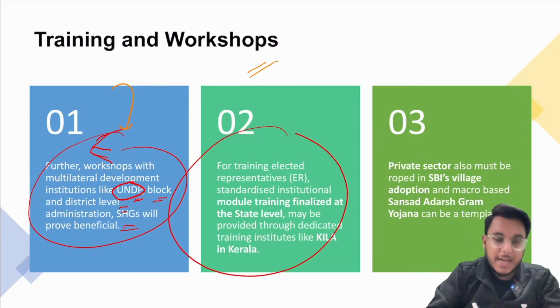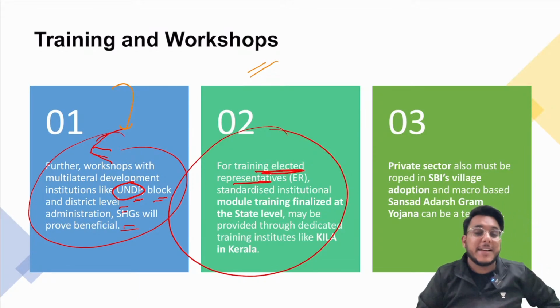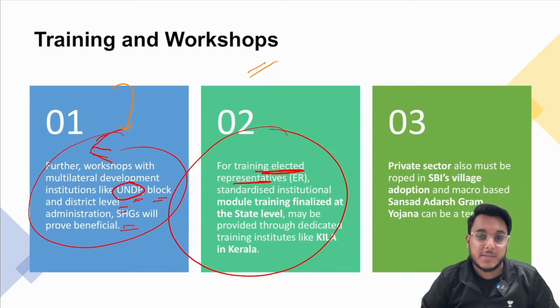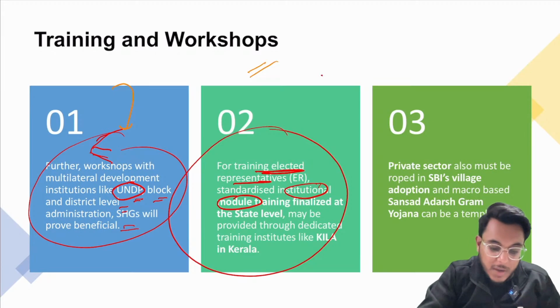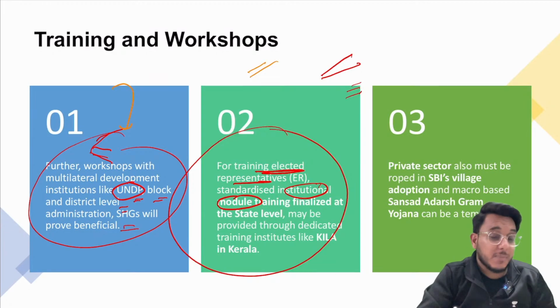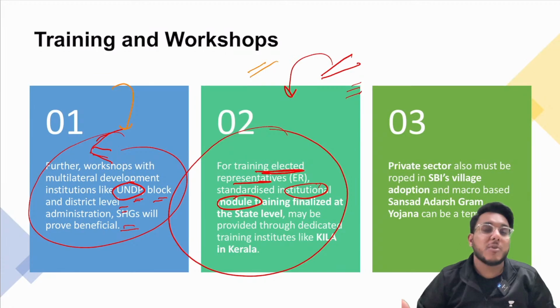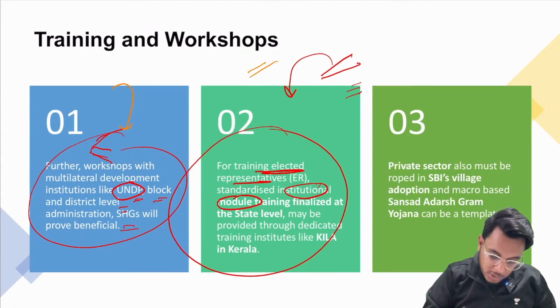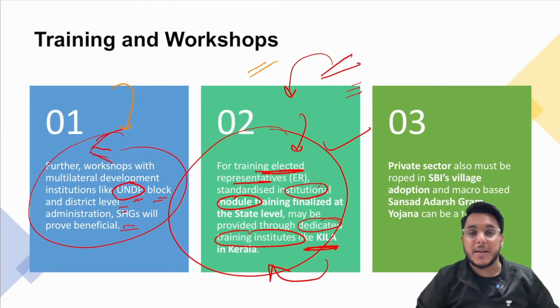The second thing is that there is also a need for training the elected representatives. We need institutional modules: a module for governance and a module for community service need to be prepared, and on these modules the representatives need to be trained. In this direction, Kerala has developed dedicated training institutes, that is, KILA. So these KILA institutes of Kerala are training elected representatives, and that can be taken up.